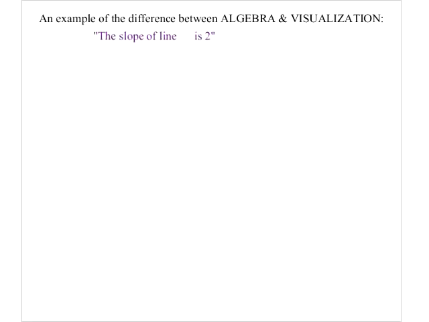So here's an example of the difference between algebra and visualization. Let's just say I give you something like this. Very innocent looking statement. Slope of line N is 2. Okay, that N is going to show up there in a second. There's N. So let's talk about what this means in terms of these different approaches.